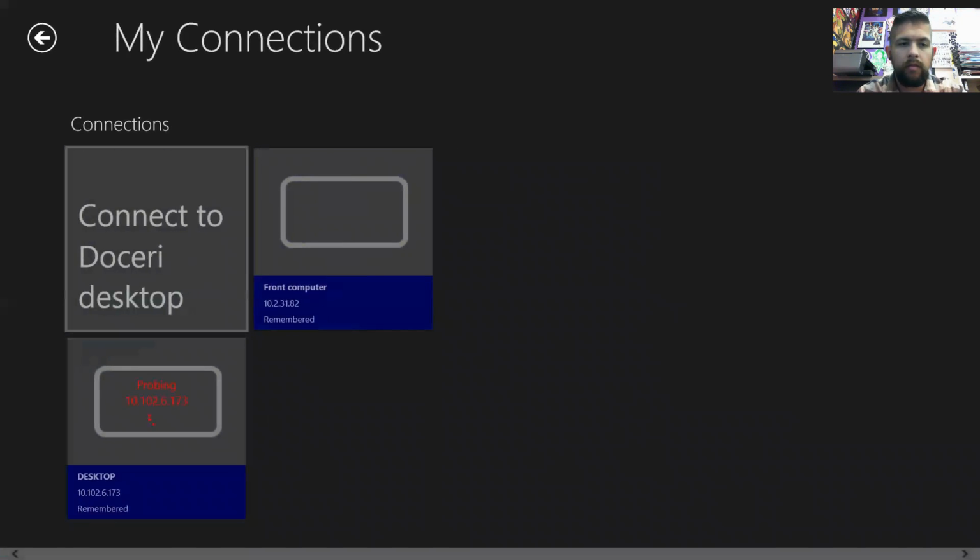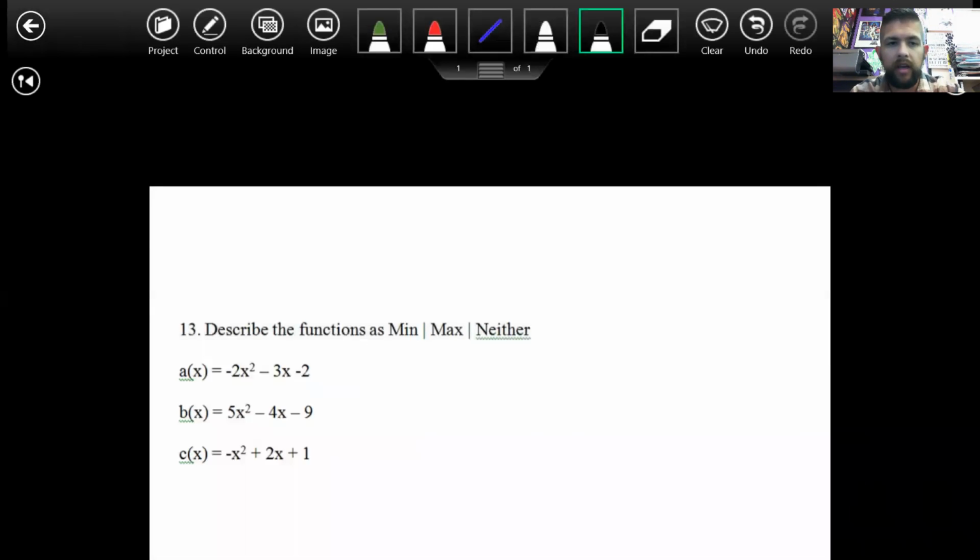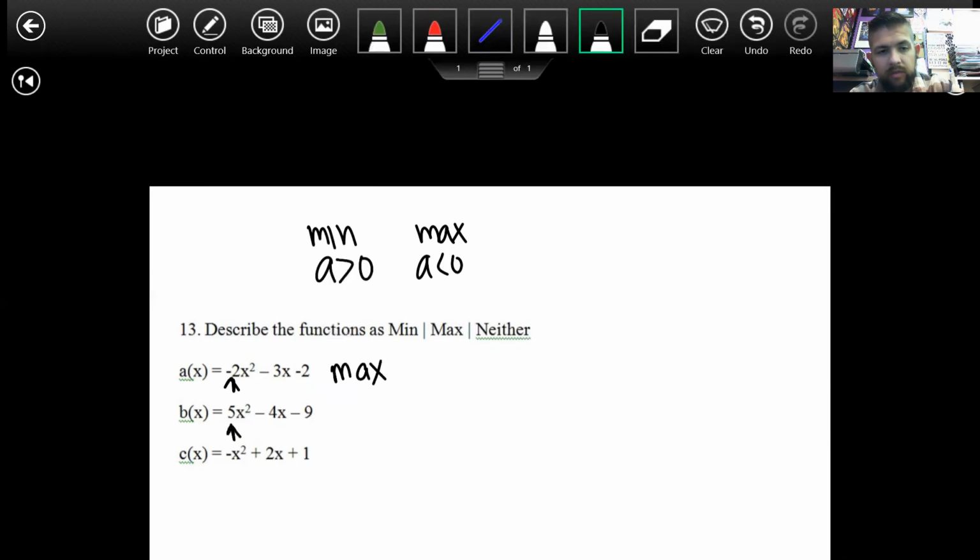The minimum or maximum for these is dependent upon the a value. What we first want to identify is if a is greater than 0, we have a min, and if a is less than 0, we have a max. So looking at these, we can identify this one as a max. This one is 5, so it's positive, so we say it's a min. And the bottom one, even though there's no value, we can still consider it a negative value, -1, which would also be a max. So just being able to identify these is going to be crucial for you guys to solve some of these.